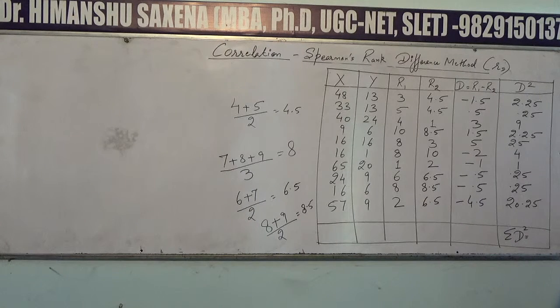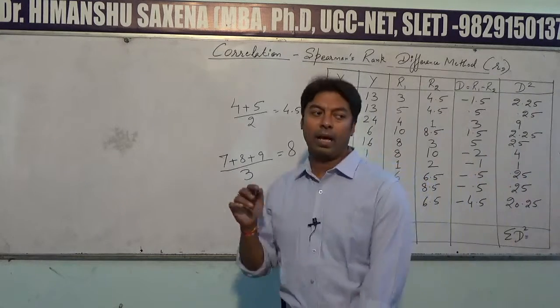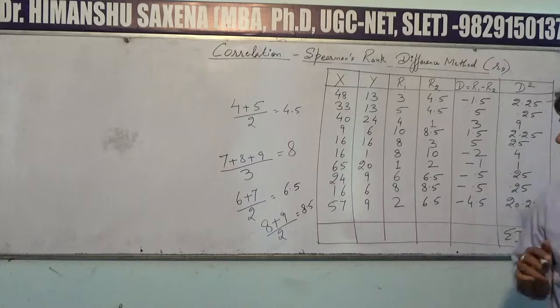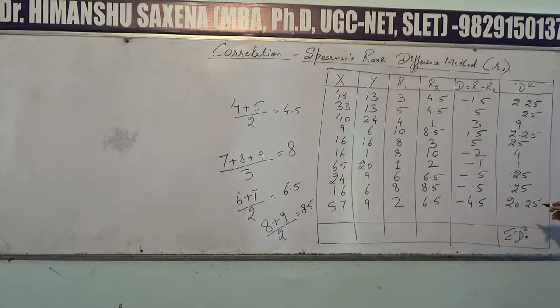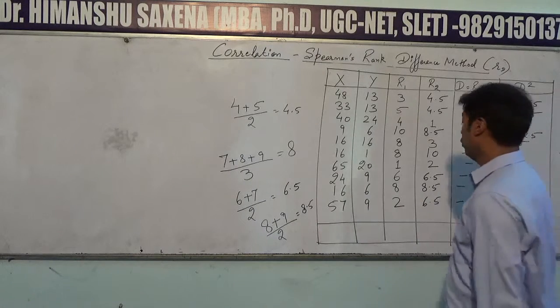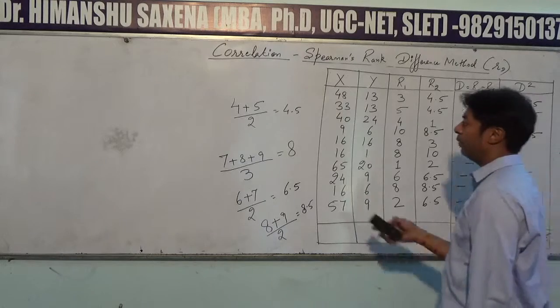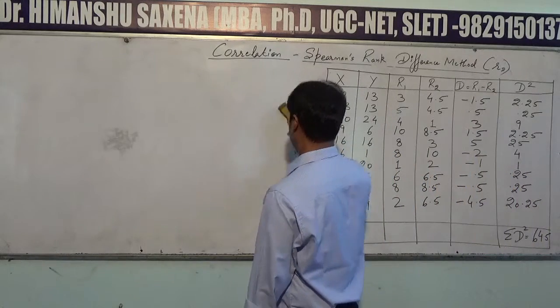Please calculate the value of summation d square by adding all the values in this column. So what is the answer of summation d square? 64.5. Now we'll have to put the value in our formula, and please take down the formula.